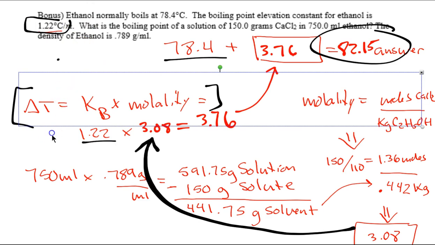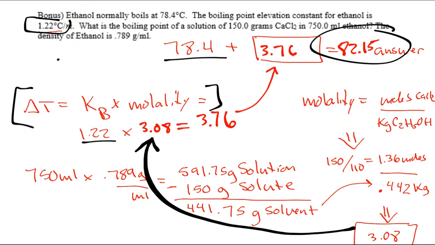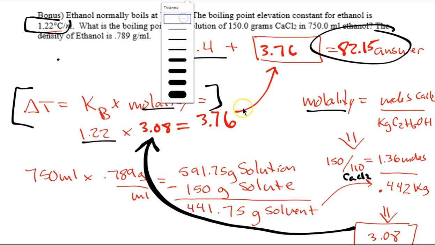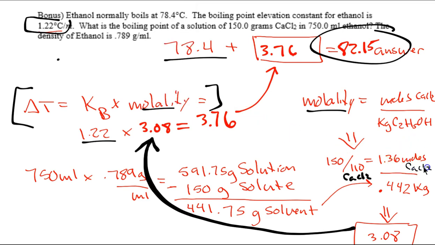This is bugging me. Hold on. There we go. All right, so really the only hard part of this question is finding the molality. And this is hideous, but just follow my logic here. The molality is equal to the moles of CaCl2 divided by the kilograms of your ethanol. So the first step I did is I took the 150 grams and divided it by the molar mass of CaCl2. That's just the parts added together, and I end up with 1.36 moles of CaCl2.